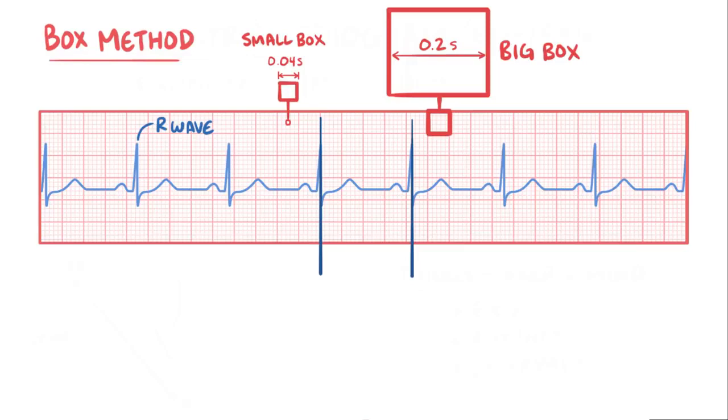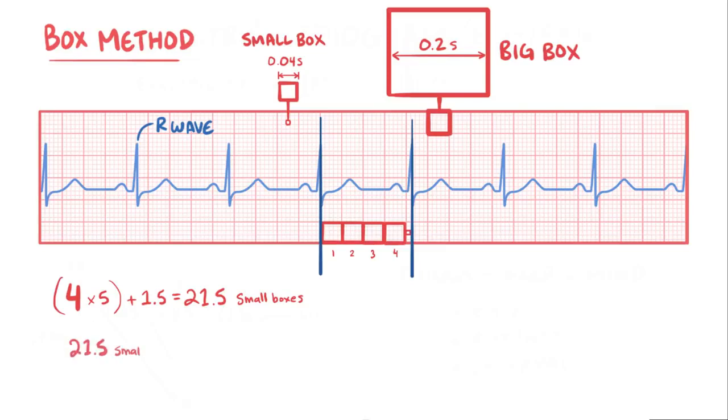You can find an R wave that has a peak that falls at the beginning of a box, and then count up how many boxes until the same point on the next R wave. So let's say that there are 4 big boxes and 1.5 small boxes between 2 R waves. Since you have 4 big boxes, that means 4 times 5 small boxes, plus that extra 1.5 small box, totals to 21.5 small boxes. And that means that there are 0.04 seconds times 21.5, or 0.86 seconds between heartbeats. So the units here are seconds per heartbeat.